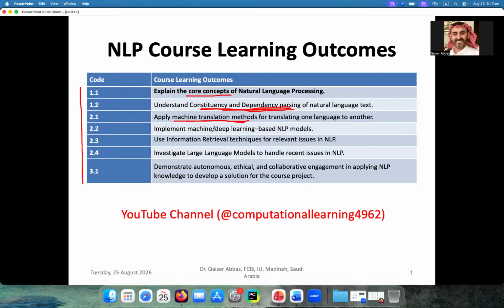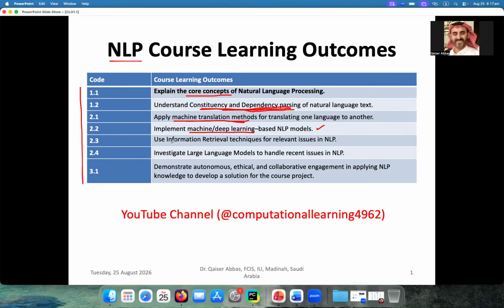Then we will quickly move on to machine learning and deep learning. We will not go into the details of machine learning and deep learning because these are separate courses in your curriculum. But I will try to present only those things which you have not studied in those courses. But this is also a subfield of NLP, so that's why it again becomes part of this course.